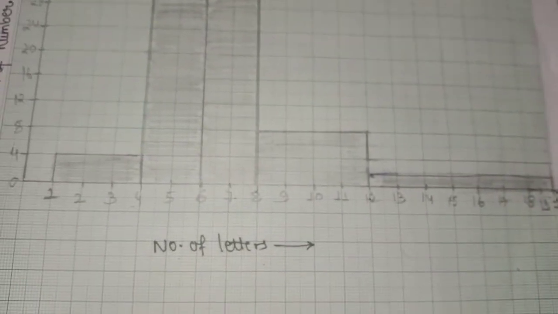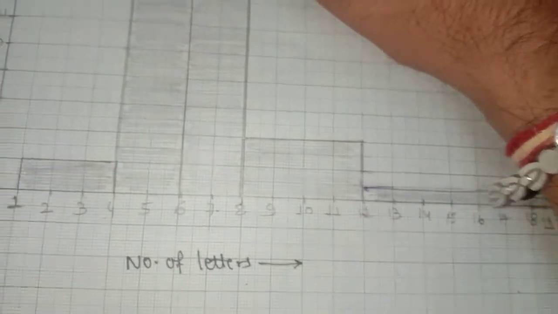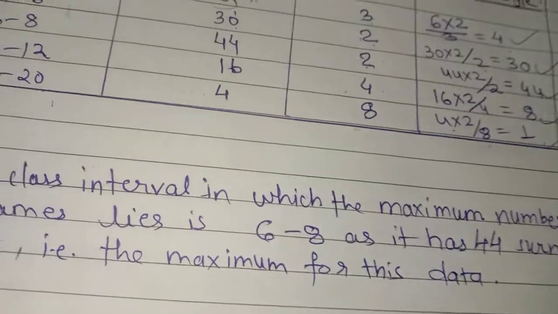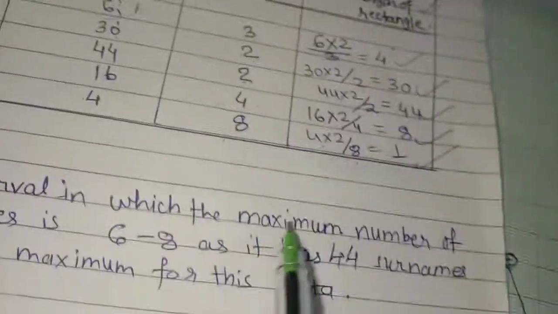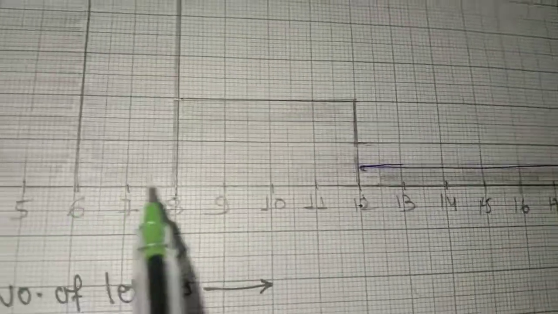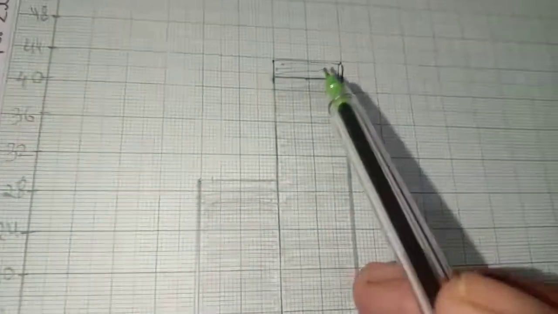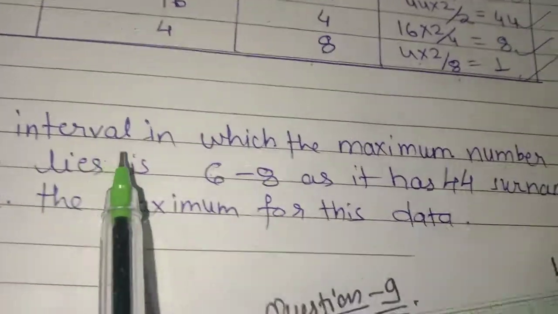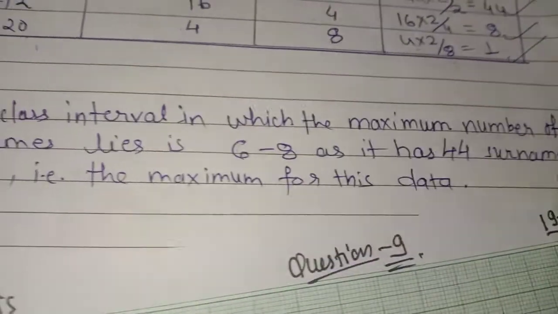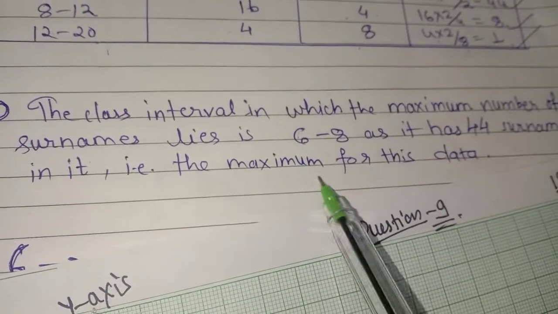Clear? Once again you can see, I am giving the whole picture. And then some questions have been asked, that after the histogram, write the class interval in which the maximum number of surnames lies. So for the second question we can write here: the class interval in which the maximum number of surnames lies is 6 to 8. Can you see here? 6 to 8 has the highest frequency, up to 44. So we can say that the class interval in which the maximum number of surnames lies is 6 to 8, as it has 44 surnames in it. That is the maximum for this data.